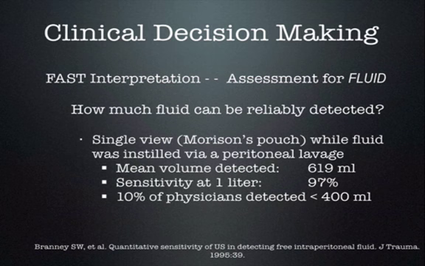So how much fluid can you reliably detect? Well, this was a cadaver experiment, and they were only looking at the right upper quadrant, but the mean volume detected was 619 milliliters. So a small stripe of fluid on ultrasound is a large amount of blood. The sensitivity at 1 liter was 97%, but only 10% of physicians were able to detect less than 400 milliliters of blood. Again, the more blood there is, the easier it is to detect.